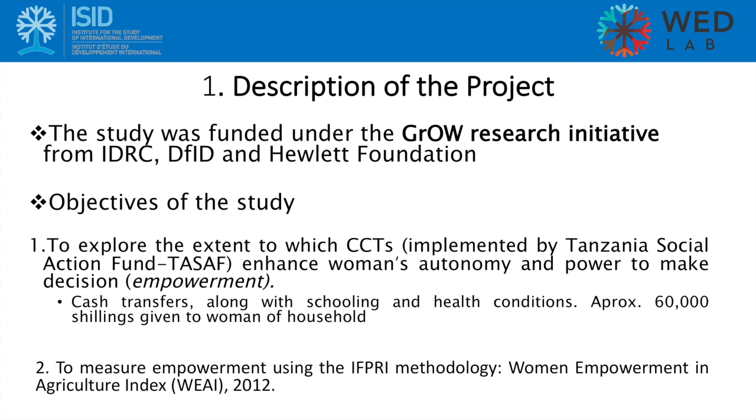The TASAF is, as Sonia described, like any other CCT: there are cash transfers, and some conditions on schooling and health. Approximately every month, 60,000 shillings would be given to a household, and depending on the number of kids and everything else, the number could change. One Canadian dollar is about 1,600 Tanzanian shillings, so we're thinking about $20 to $30, $40 maybe. An average income is about 80 to 100,000 shillings a month. So, just to give you a notion of that.